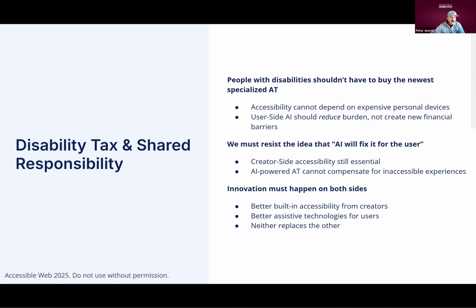And then another thing we really need to hit on here is to acknowledge the disability tax. So this is the idea that people with disabilities are often expected to buy the newest, most expensive assistive technology just to participate equally. So AI should reduce that burden, not add to it. And we need to avoid the trap of thinking AI will fix it for the user, so creators don't need to worry about accessibility anymore.